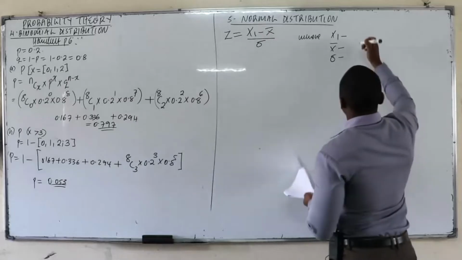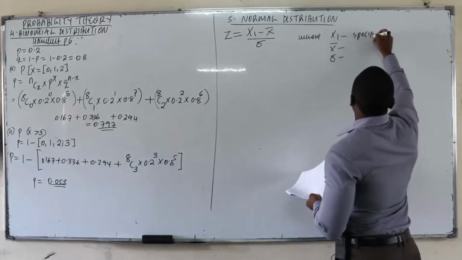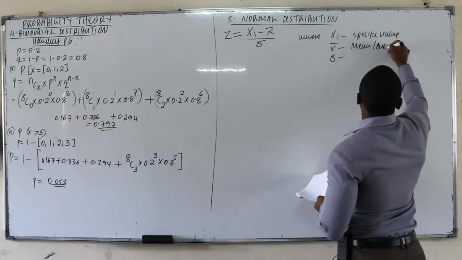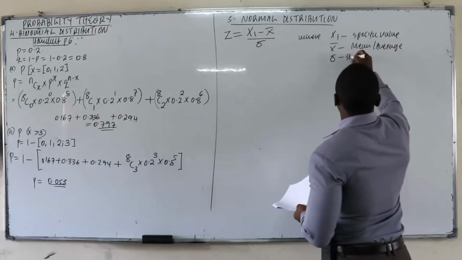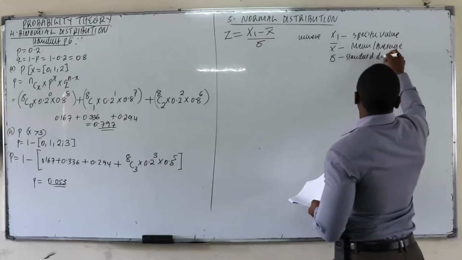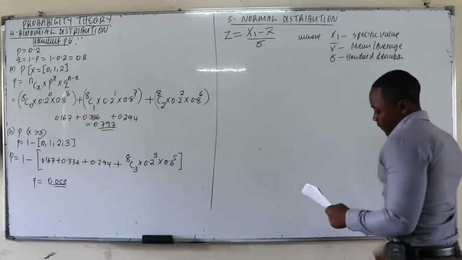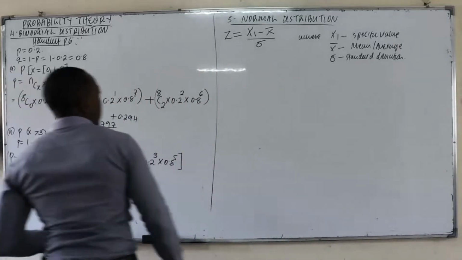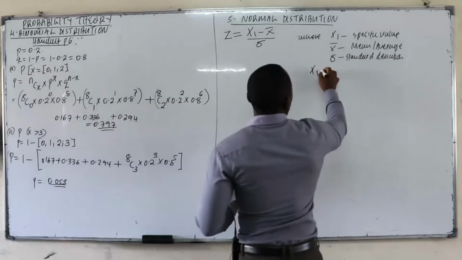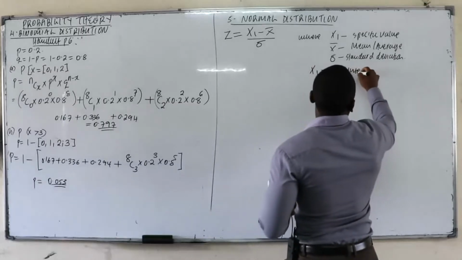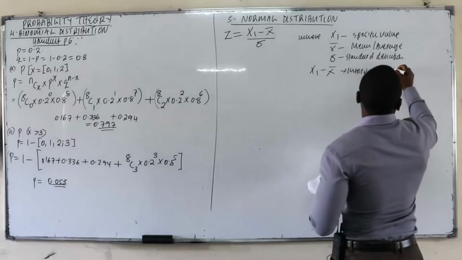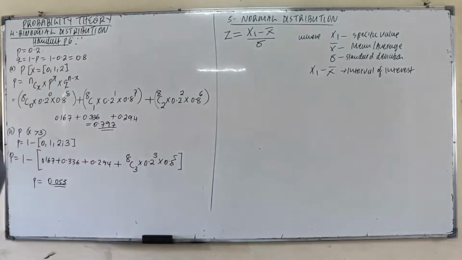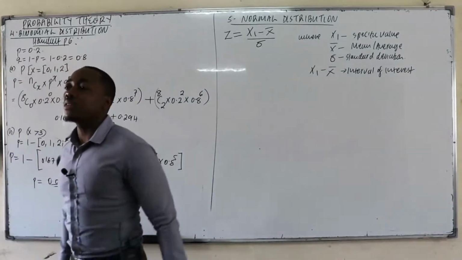So x1 is a specific value. X bar is the mean or the average. This is the standard deviation. And then x1 minus x bar is the interval of interest.